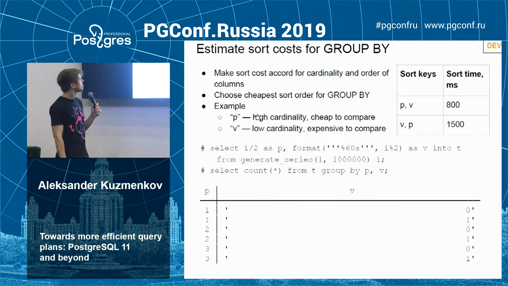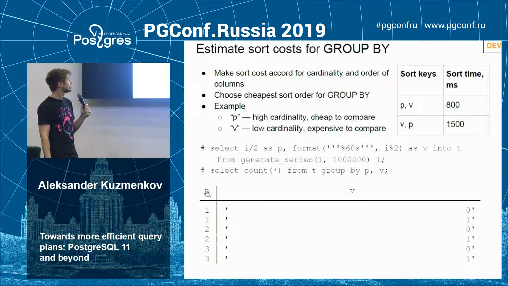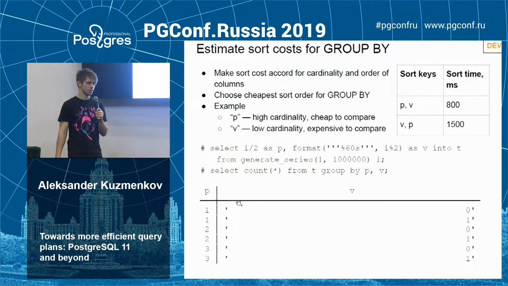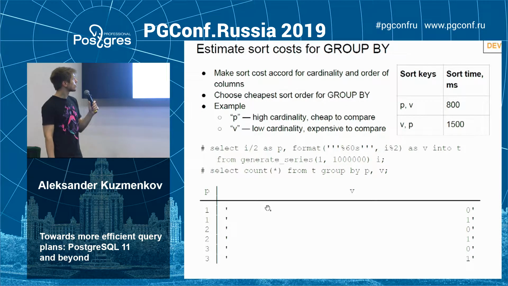Here's a synthetic example. We have a column with integers. It has a lot of unique values. And there's a long column with strings. It's quite expensive to compare it because it starts with spaces. It has 60 spaces, and only at the end it has some differences. So it would be nice to sort everything by column 1 that is cheaper to compare, and then we can compare it with the more expensive column.